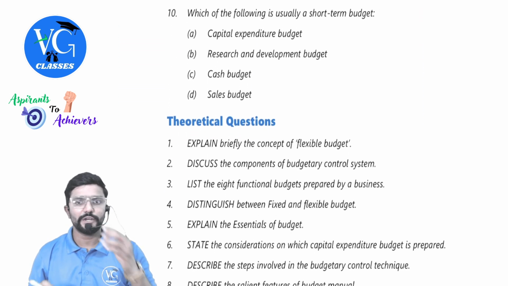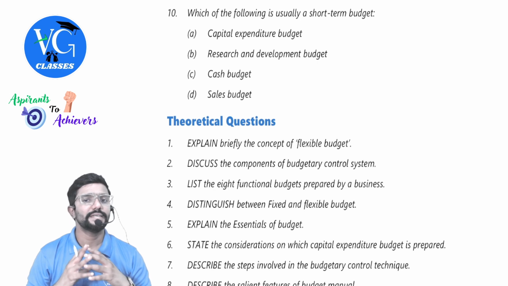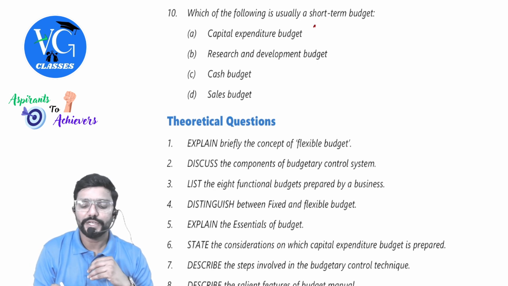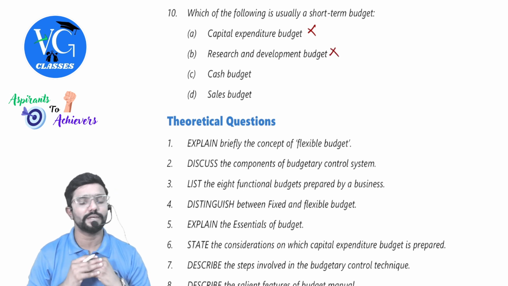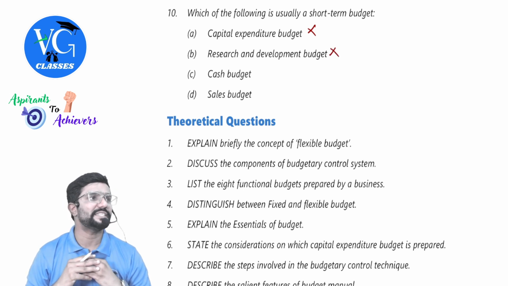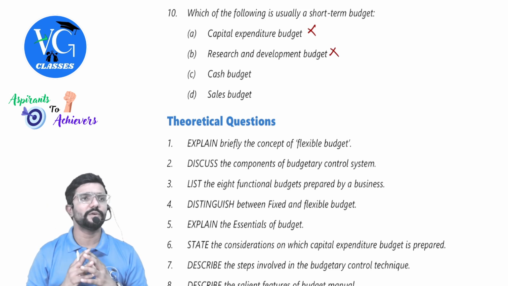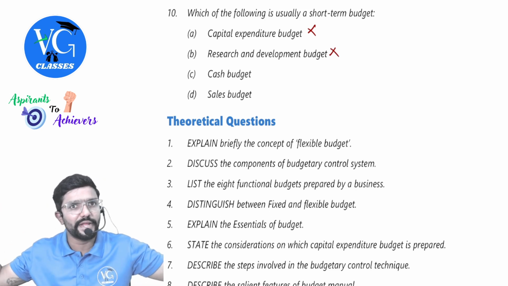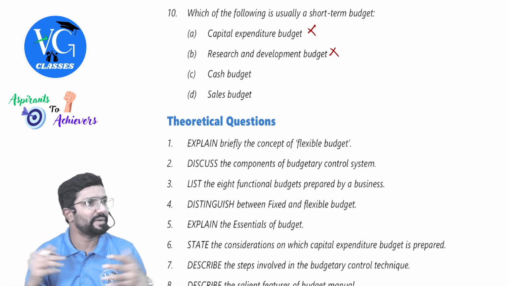Next, 10th one. Which of the following is usually a short-term budget? Capital expenditure budget? No. Research and development budget? Both of these are long-term. Then cash budget, sales budget. Guys, see, both are short-term only, because sales budget we normally prepare for a year, but we can break it down per month, per quarter and so on.